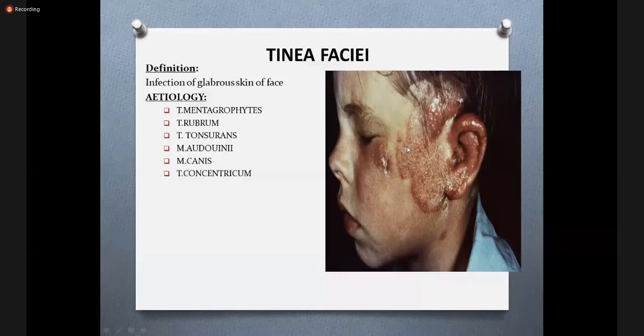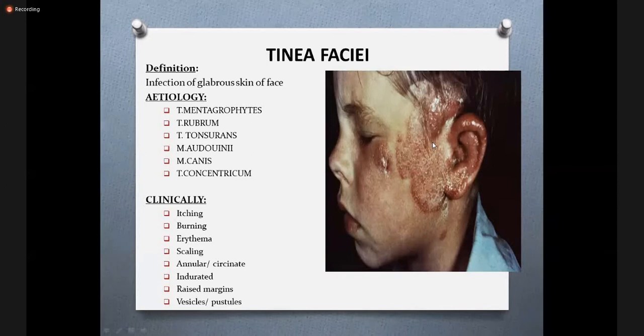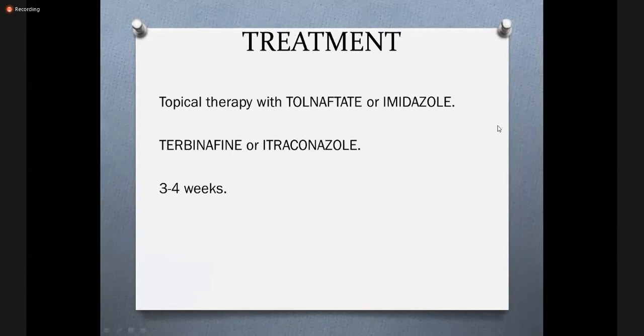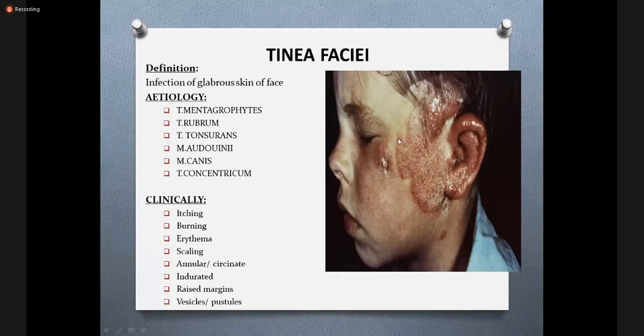The presenting complaints are mainly the same: itching, burning, erythema. There may be scaling, there may be annular lesions with raised margin, and at the margin there may be vesicles or pustules. Okay, for the treatment, if there is a localized lesion, then you have to give a topical antifungal agent. If it is generalized, if it's a big lesion and very itchy, then we have to give systemic terbinafine or itraconazole for 3 to 4 weeks.